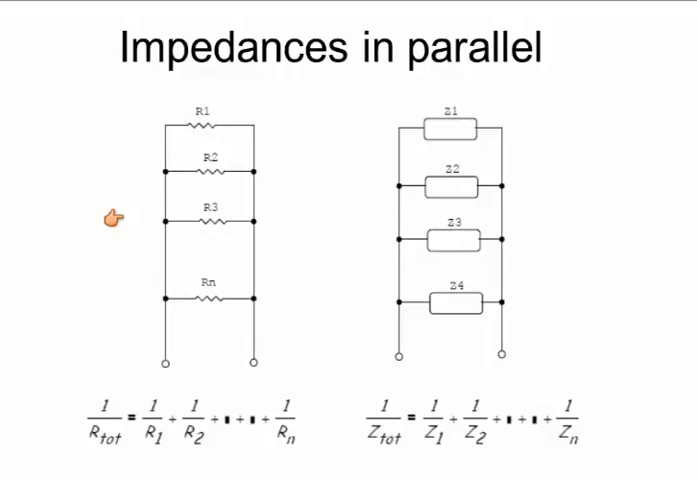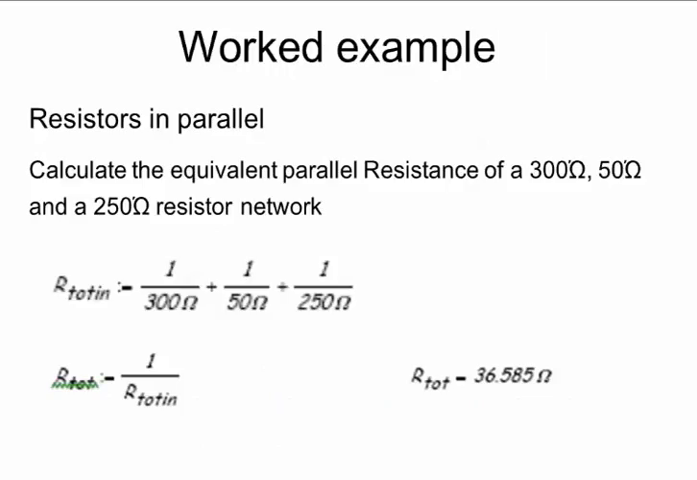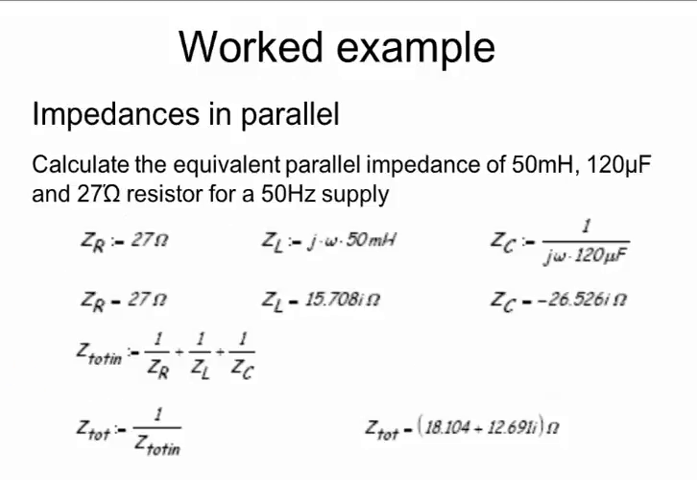So for impedances in parallel, you have this equation: 1 over the total resistance is simply the sum of the inverses of all the resistances. With impedance, it's the same. Remember, impedance is actually just a complex resistance, if you want to call it that. So for example, a 350 and a 250 ohm resistor network combined in parallel, we calculate the total resistance like this. Very easy. The same with impedance, but it's a little bit more complex.